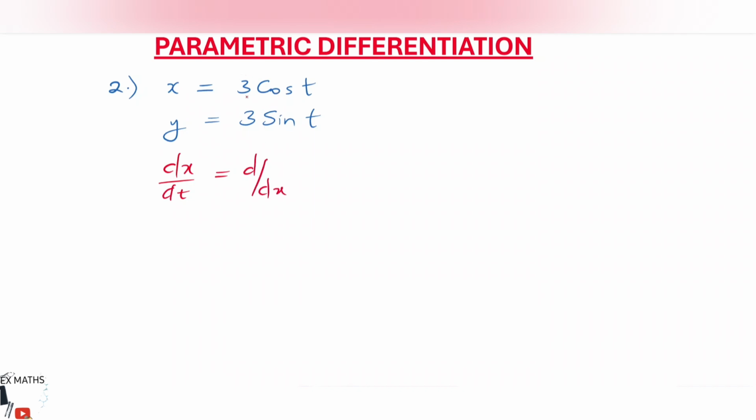You can take the 3 out, so that will be 3 d/dt of cos t, because 3 is not going to be differentiated, it doesn't have a variable. Then the derivative of cos t is going to be negative sin t. So our answer will be negative 3 sin t.